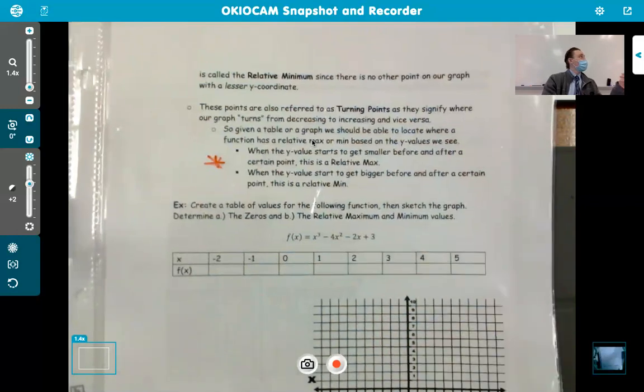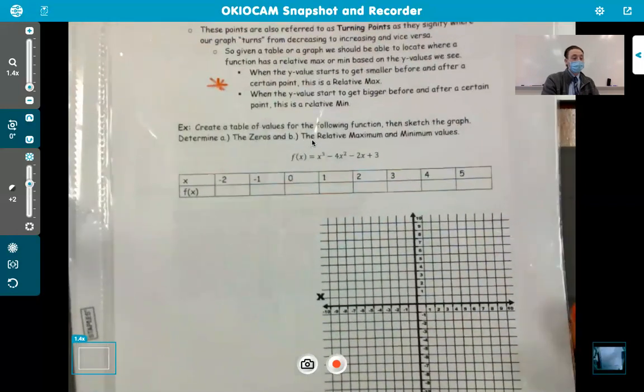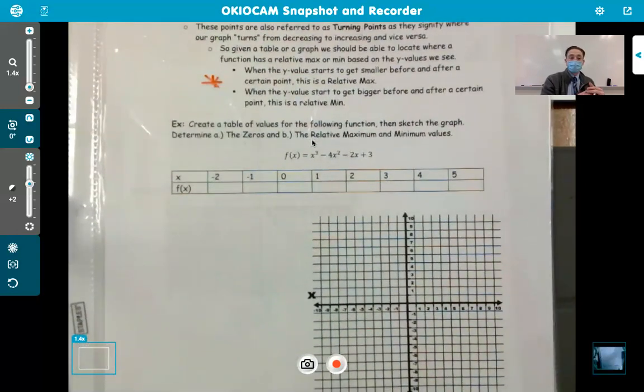So the first example, we can go through some of this together since we're also going to find the zeros again, but the relative max and min part I'll do on my own for the first example, and then we'll take a look at another one and then discuss the homework, okay? Kind of a game plan for the rest of the class period. So it says create a table of values for the following function, sketch the graph, determine the zeros and the relative max and min, okay?